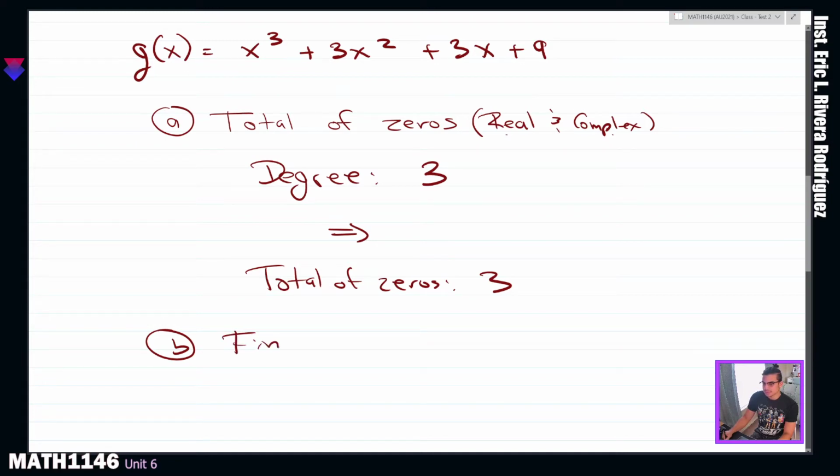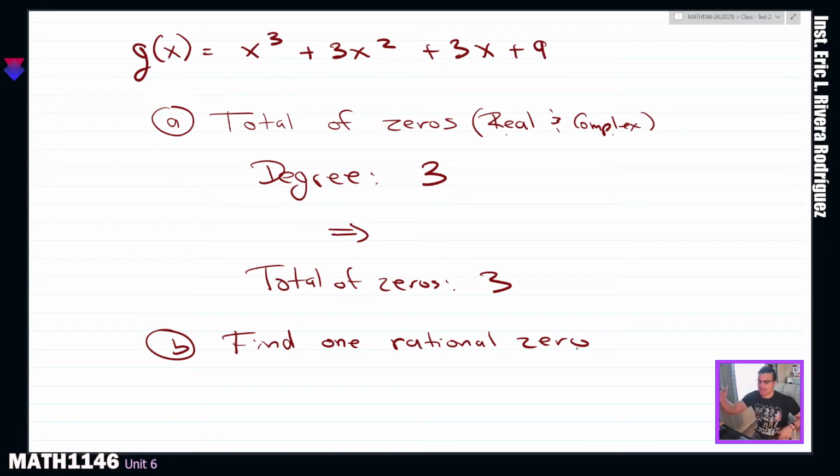Find one rational zero. Okay. See that what I'm doing here is laying out the strategy that you're going to follow. Okay? First thing that you're going to do is to identify how many zeros you are going to look for.